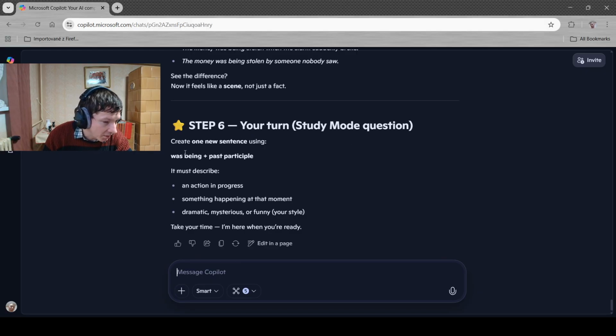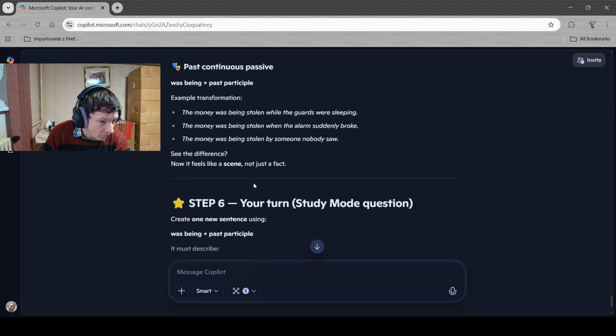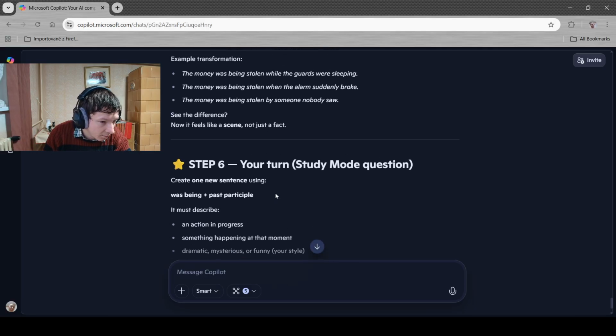Step 6. Your turn. Study mode question. Create one sentence using was being plus past participle. It must describe an action in progress, something happening at the moment, dramatic, mysterious, or funny. Your style. Take your time. I'm here when you're ready.